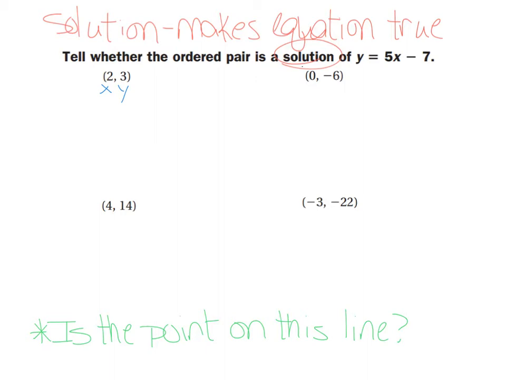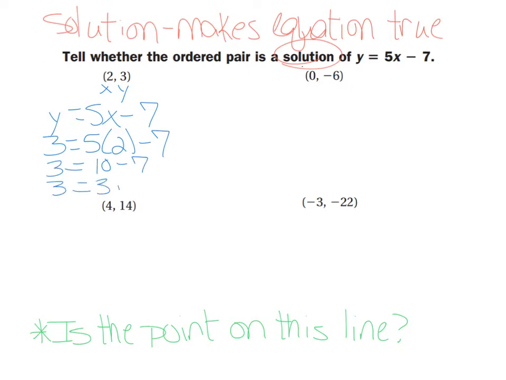So x is 2, y is 3. So we're going to take y equals 5x minus 7. We're going to substitute 3 for y, 5 times 2 for x. Then we're going to do a little bit of work here. 10 minus 7, does that equal 3? It does. So that means this point is on the line. It is a solution. If we were to graph this line, and we all know how to graph this line, the point 2, 3 is actually on this line.